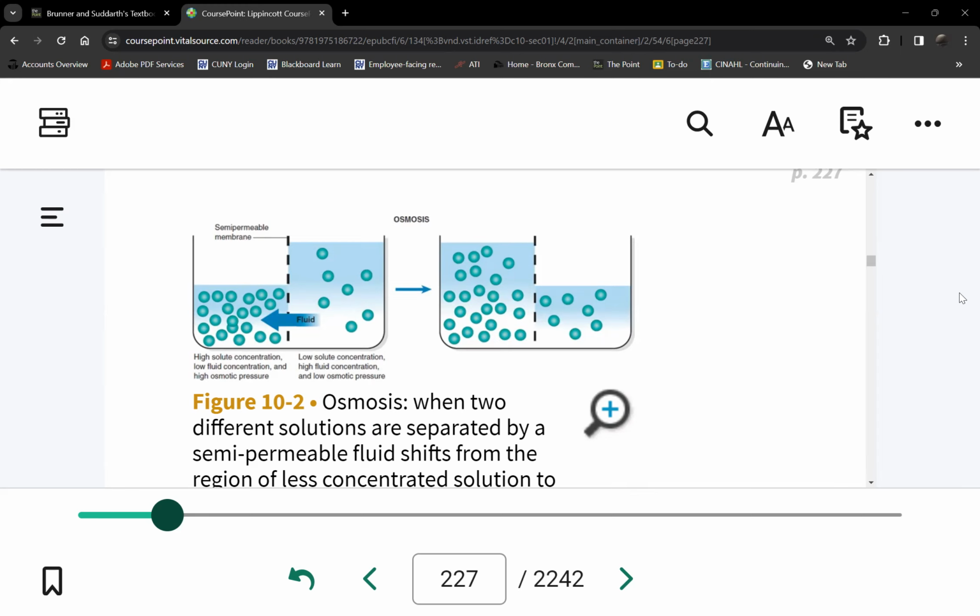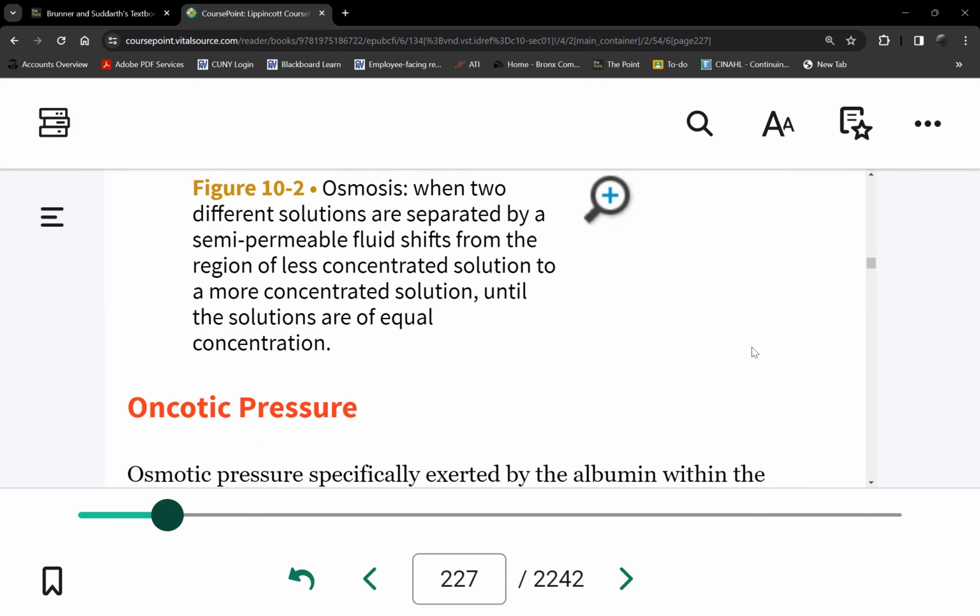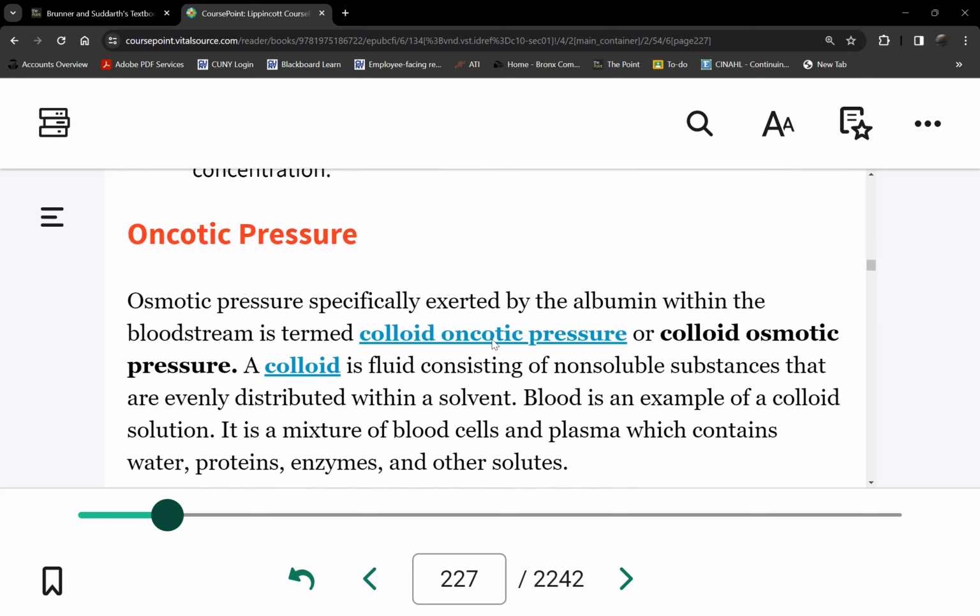In the case of glucose earlier, how do you move glucose into the cell? You need insulin. So you can't take glucose out of the bloodstream into the cell unless you have insulin. Oncotic pressure is pretty much the same as osmotic pressure. When we say oncotic pressure, that's the pressure exerted by a fluid on the cell membrane.